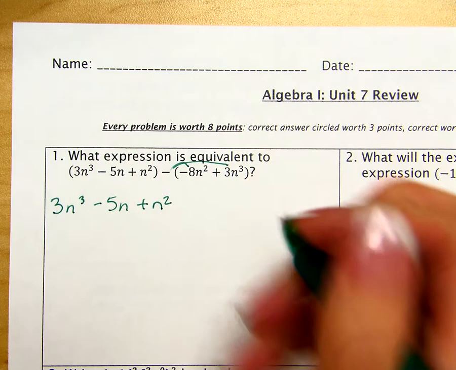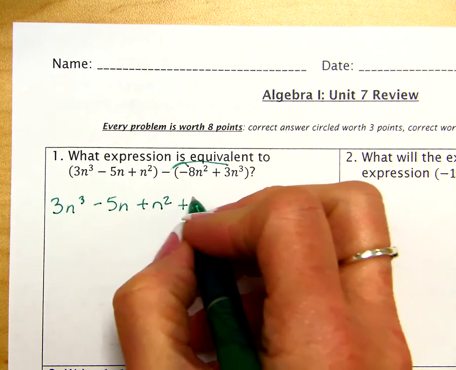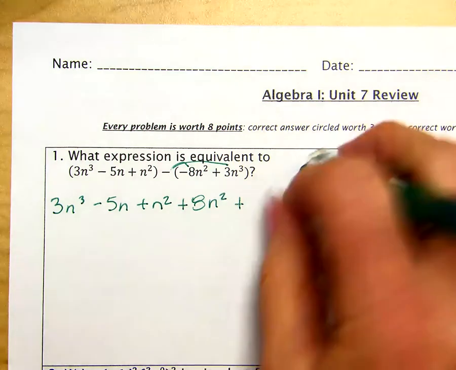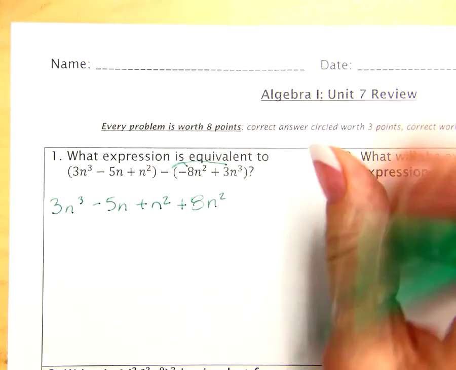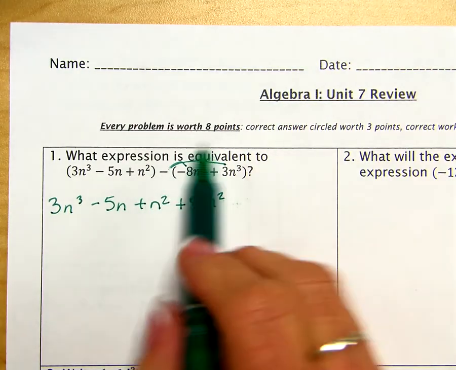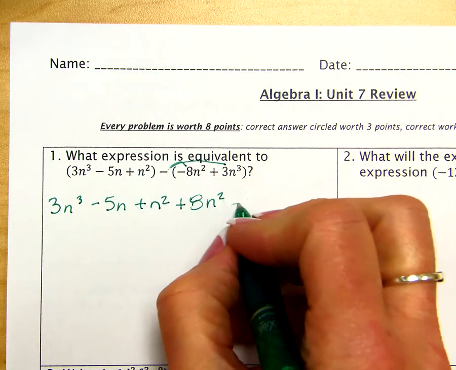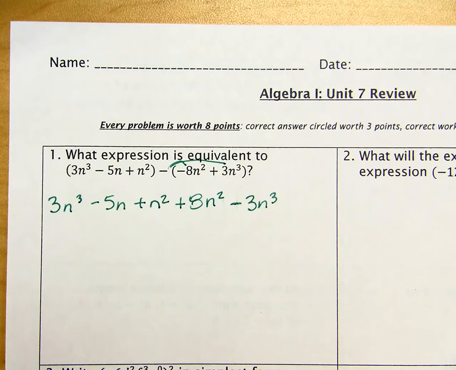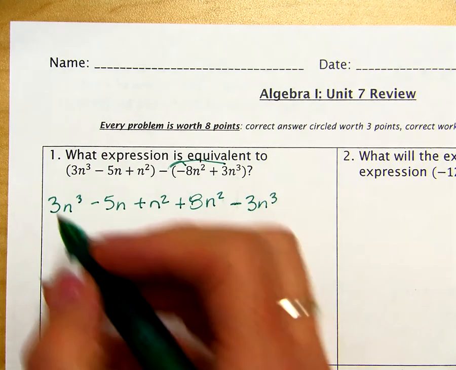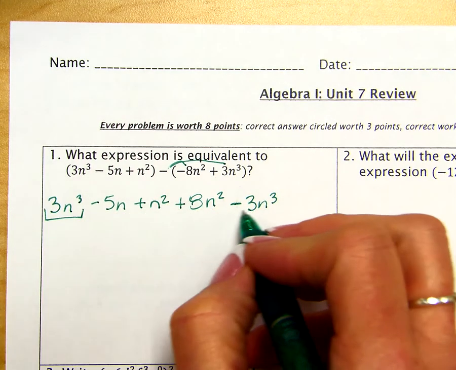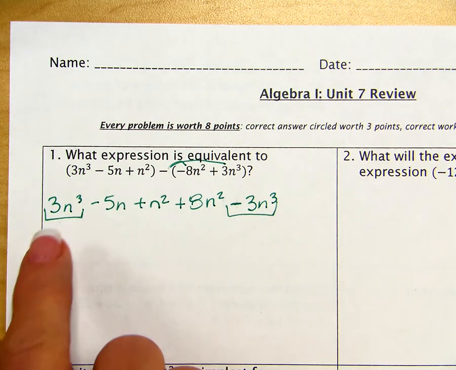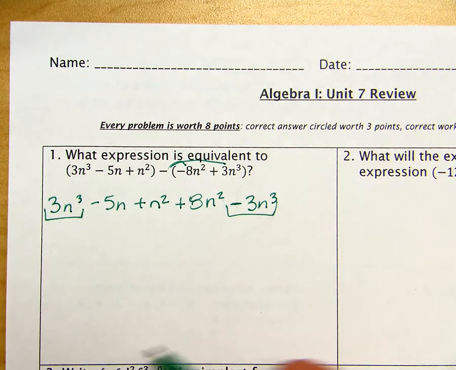3n cubed minus 5n plus n squared plus 8n squared, because negative times negative is positive, and then negative times positive is negative 3n cubed. Now that we have completed our distribution, we can combine like terms. The n cubed terms will zero out because 3 minus 3 is 0.